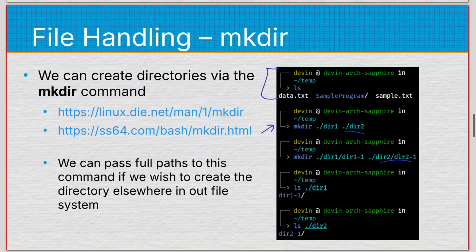So if I do ls dir1, you'll notice the dir1-1 that I made right here. If I do ls dir2, you'll notice the one that I did right here, essentially. So you can make this as flexible as you want. All it's doing is just making a directory somewhere in your file system. Again, if you want to make one in previous directories and whatnot, you can do dot dot. No big deal. As long as it's a valid path, you're good.